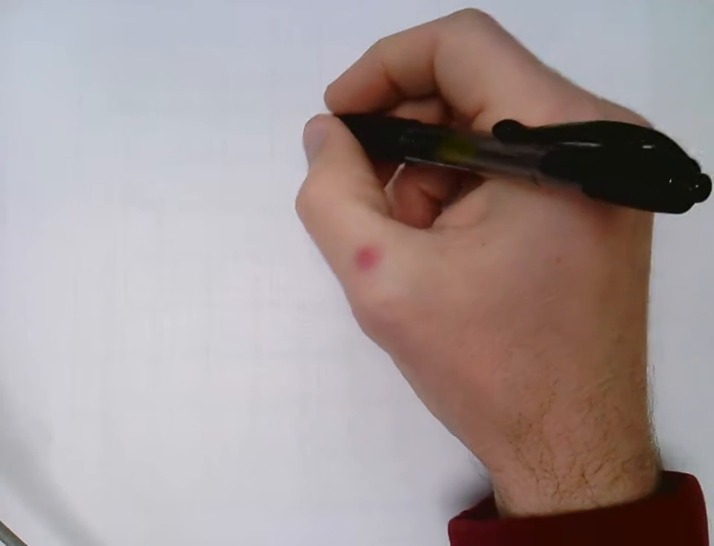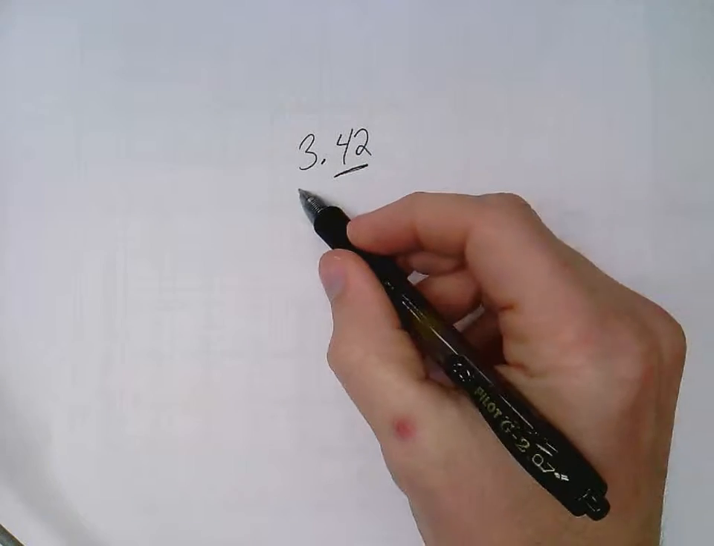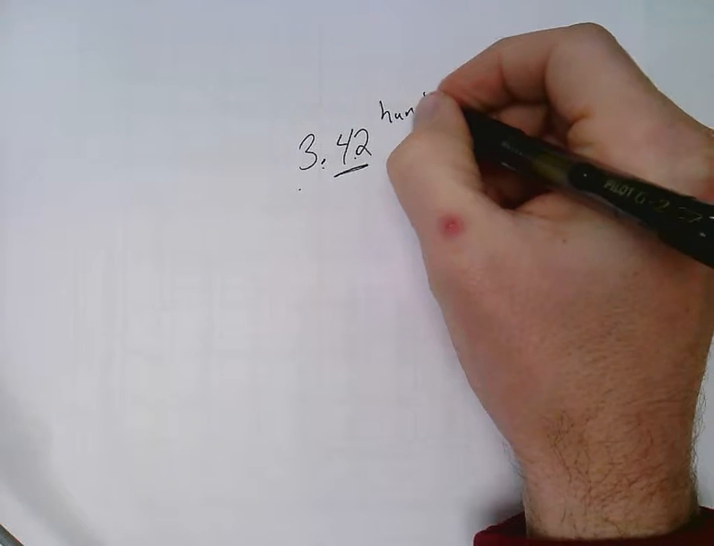We're going to talk about reading decimals to the hundredths place. Now, any decimal that goes out to the hundredths place will have two decimal places. For example, 3.42. Since it has two decimal places, it's going to be hundredths. So that's 3 and 42 hundredths.